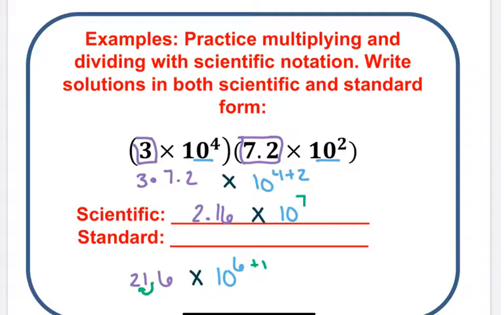So in standard form, I need to move that decimal place 7 places. So 1, 2, 3, 4, 5, 6, 7. So I can see that I moved it 7 places. 1, 2, 3, 4, 5, 6, 7. So this becomes 21,600,000.